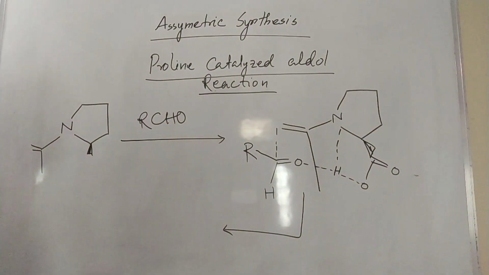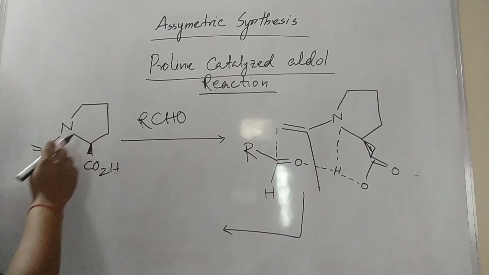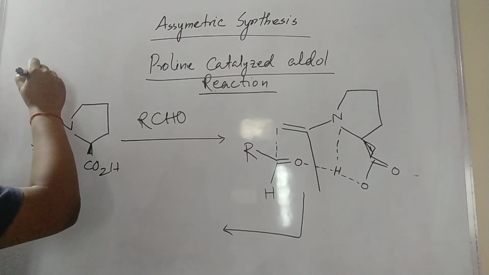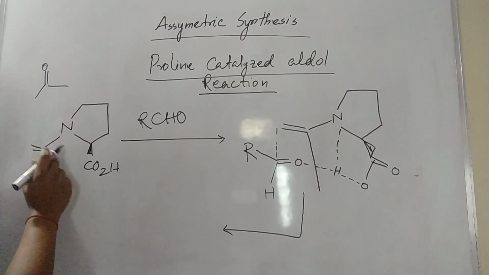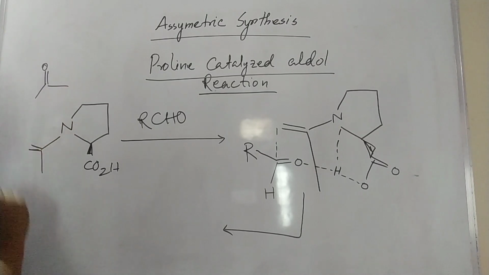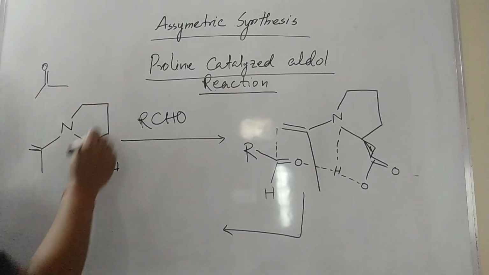Here this is the proline. This is the proline attached to this keto group. Here this is the acetone. This acetone will form the enamine. Here see, the enamine will form. Here is the double bond, and here the enamine will form. That enamine I directly wrote here.